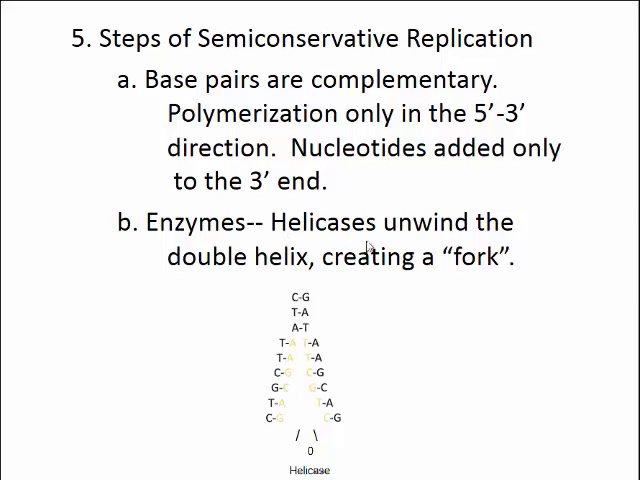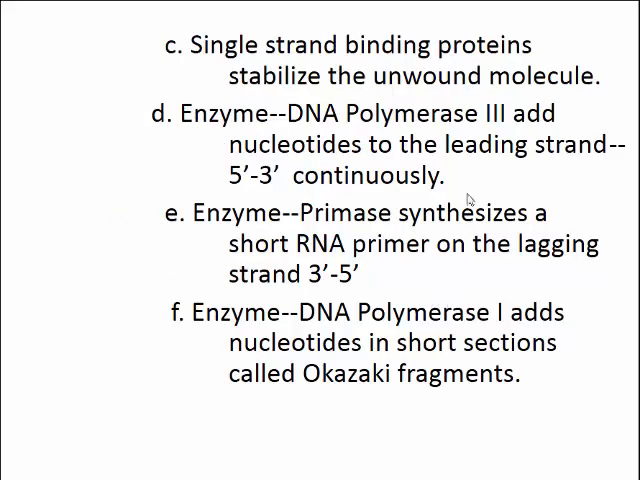The first enzyme we need is called a helicase. Helicase is going to unwind the double helix, creating what we call a fork in the helical structure. And we're going to then take those single strands, we're going to add some binding proteins to stabilize that unwound molecule. And notice now we're going to use a different polymerase, DNA polymerase type 3, and it's going to add nucleotides only to what we call the leading strand, the 5' to 3' end. And these are added continuously because that's the right direction.